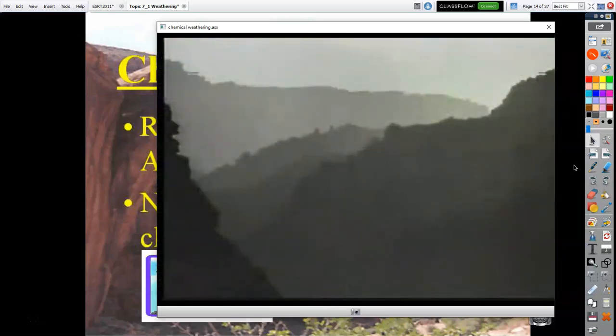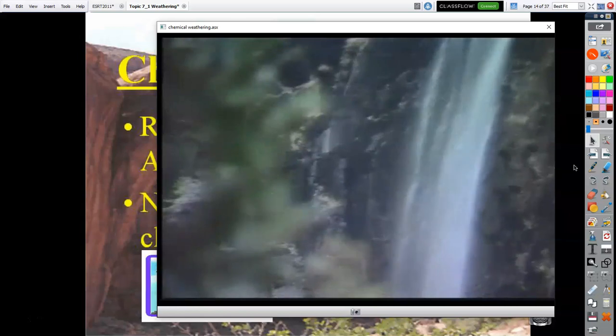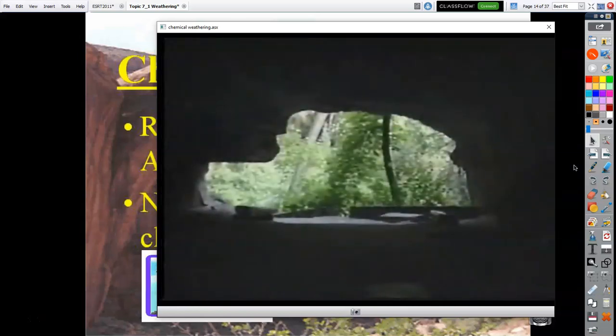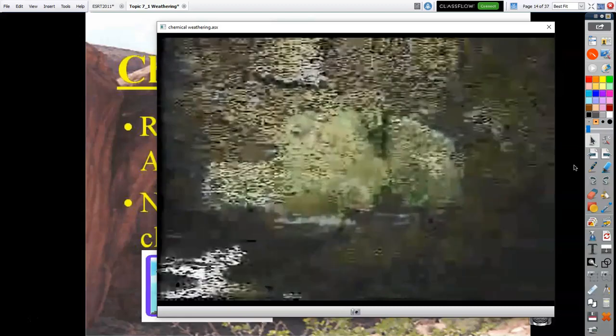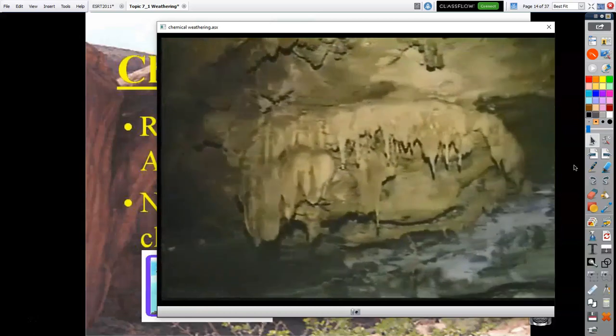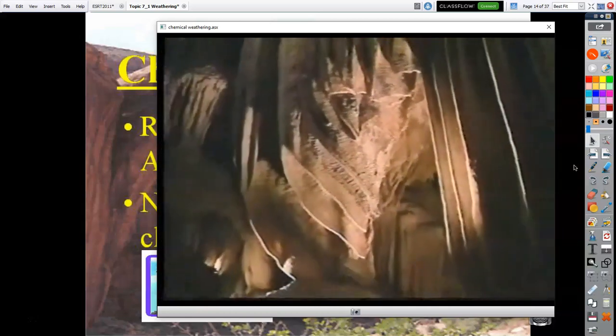Carbonic acid, a mild corrosive agent, can form when water and carbon dioxide combine naturally in the air or below the earth. Underground caverns like this are one of the most spectacular examples of the effects of weathering caused by carbonic acid.